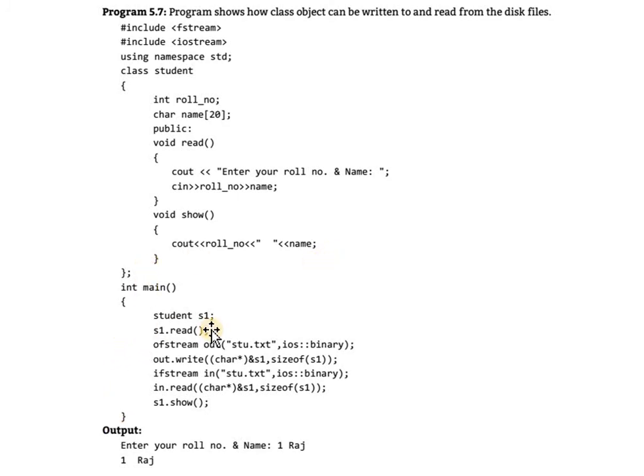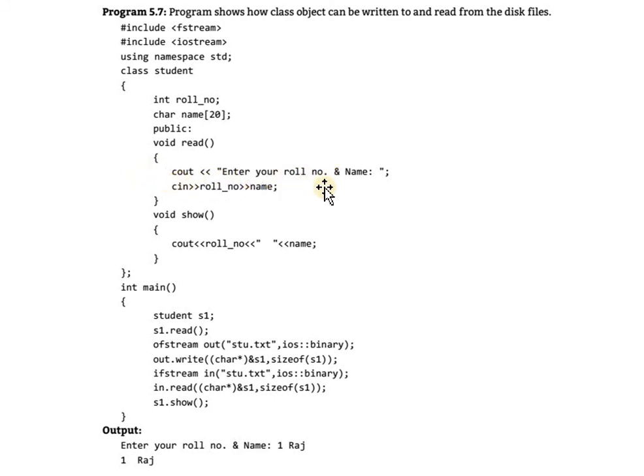Here in the main function we are creating an object of a class. Student is one class. We are creating S1 as an object of that particular Student class. Then here the read is performed, S1 dot read. Here the object is read. That means the object calls the read function, so it will enter a roll number and name.